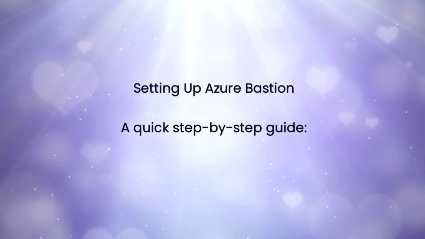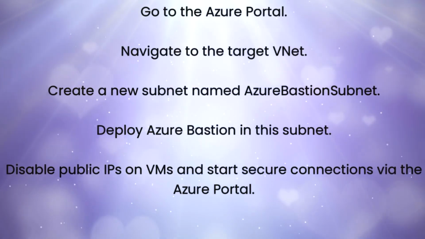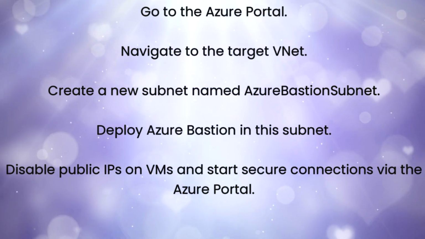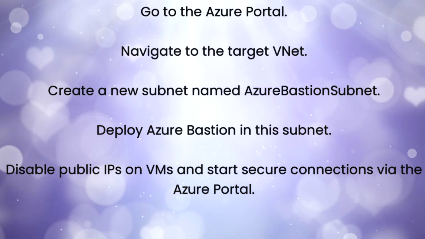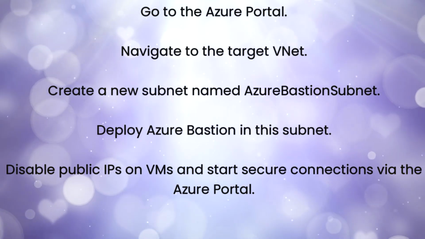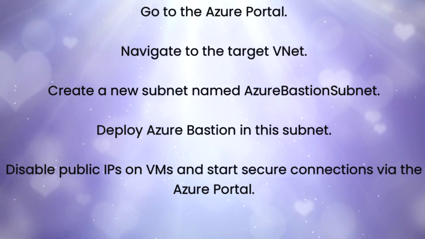Setting up Azure Bastion. A quick step-by-step guide. Go to the Azure portal. Navigate to the target VNet. Create a new subnet named AzureBastionSubnet. Deploy Azure Bastion in this subnet. Disable public IPs on VMs and start secure connections via the Azure portal.